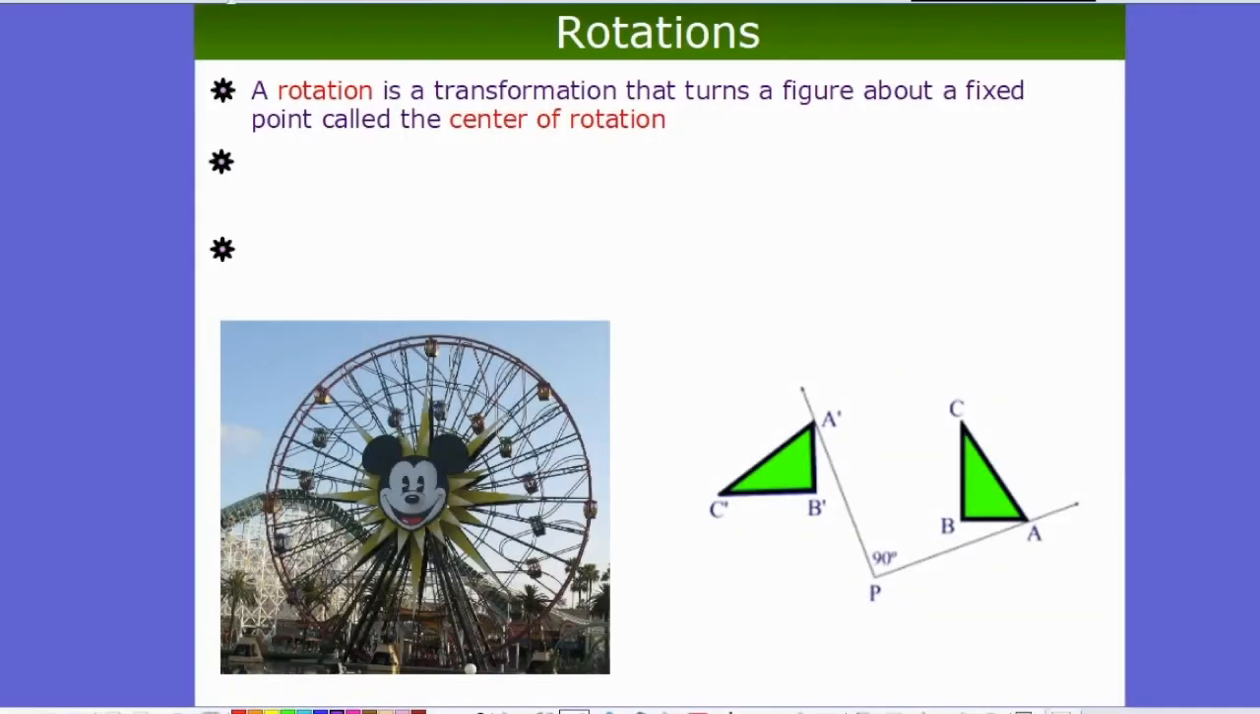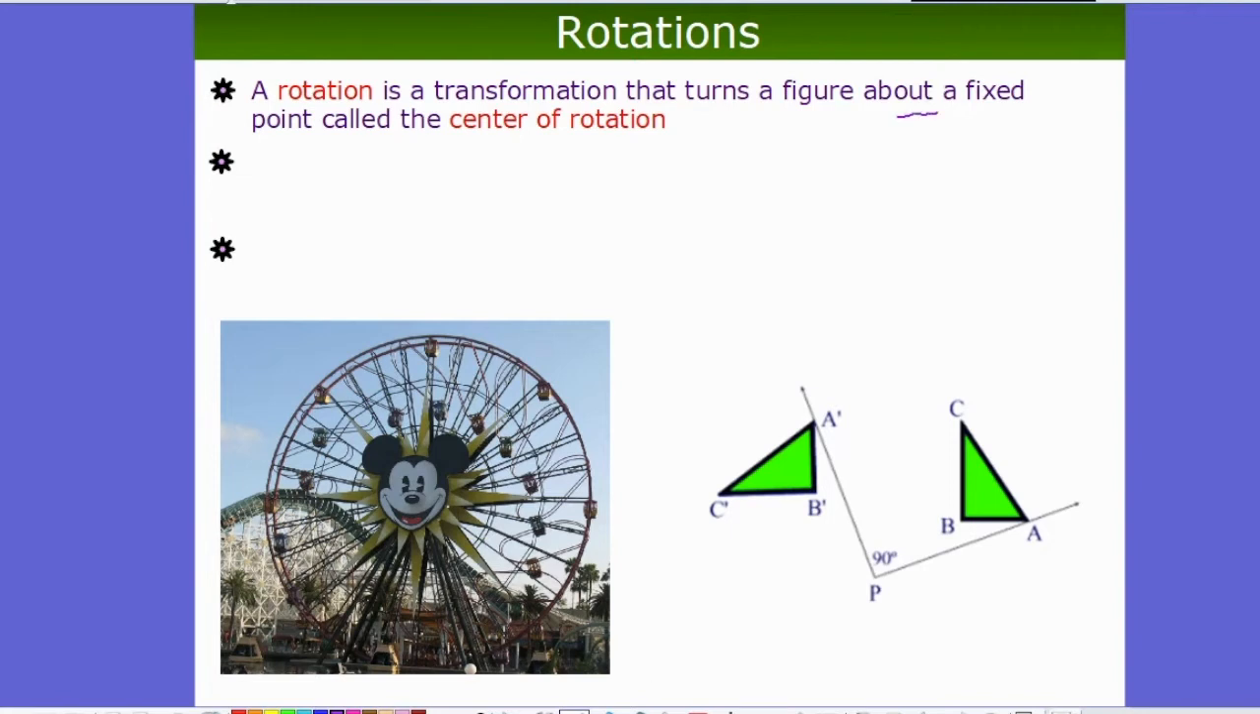This video is a third in a series of videos on transformations, this time focusing on rotations. A rotation is just a transformation that turns a figure, a pre-image, about a point that we call the center of rotation. It's a weird way of saying things.